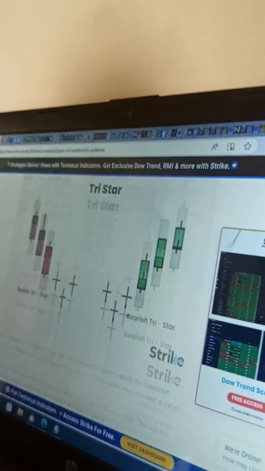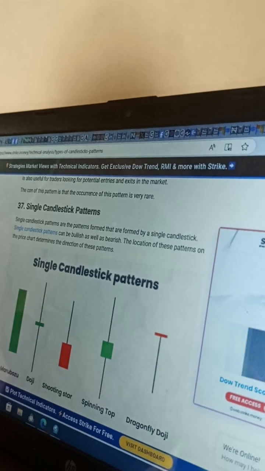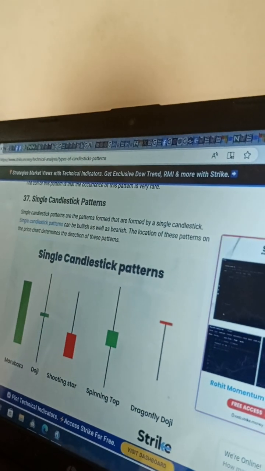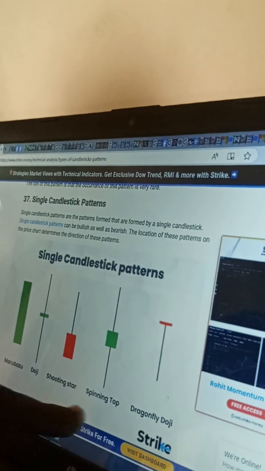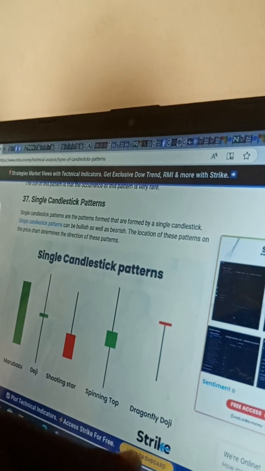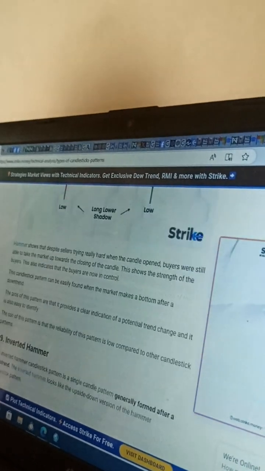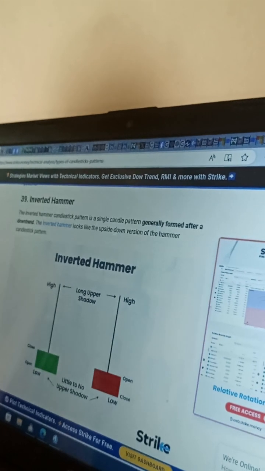That's what it means. So we have thirty-seven single candlestick patterns: marubozu, doji, shooting star, spinning top. This is a spinning top. This is a dragonfly. So they just show this. Hammer, we have treated. Inverted hammer. This is an inverted hammer.